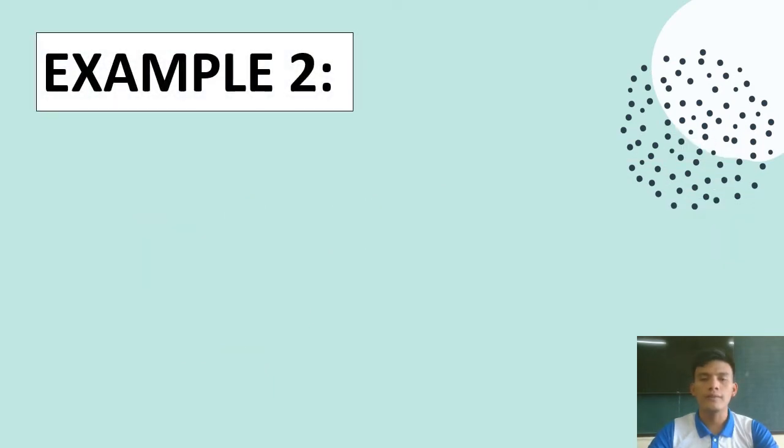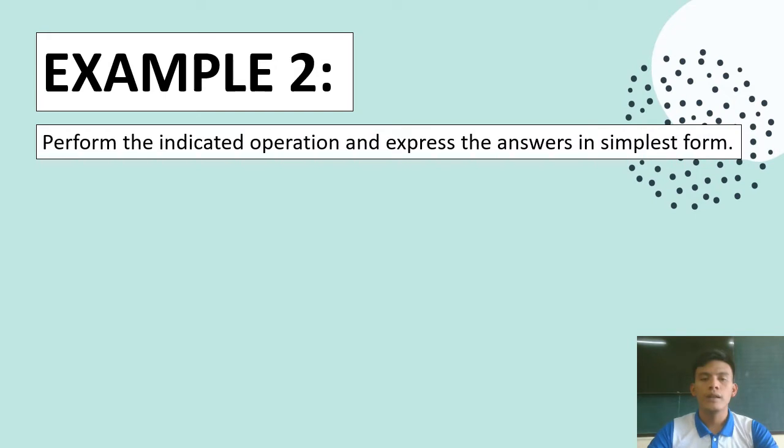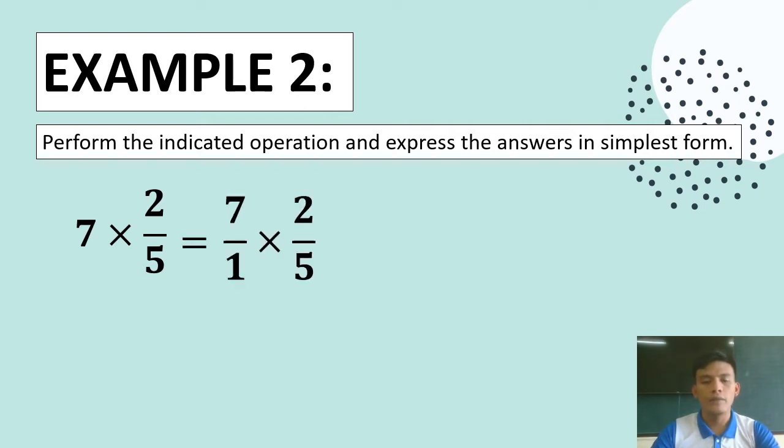Example 2. Perform the indicated operation and express the answers in simplest form. The given is 7 times 2/5. If it is a whole number like 7, there's always a denominator of 1. Like so: 7/1 times 2/5.